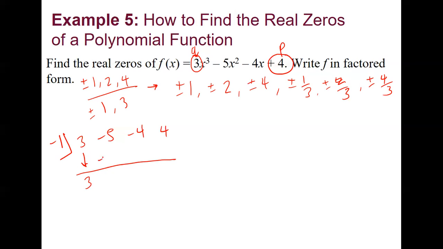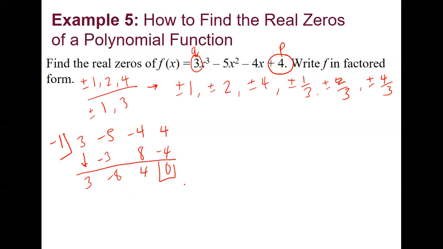-1 times 3 is? -5 and -3 is? -8. -1 and -8 is? -4 and 8 is? -1 and 4 is? And what do we get? 0. So that means that this was a factor.